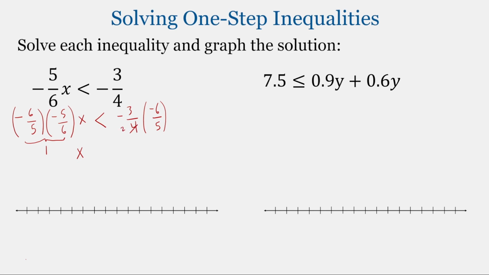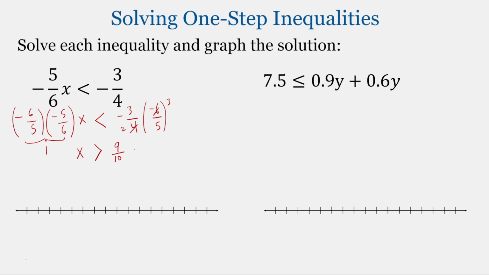Well, we cancel these out. That's a 2 and a 3. We're multiplying a negative times a negative, so this will be a positive number. 3 times 3 is 9. 2 times 5 is 10. And then we multiplied by a negative, so we'll switch the direction of the inequality symbol.